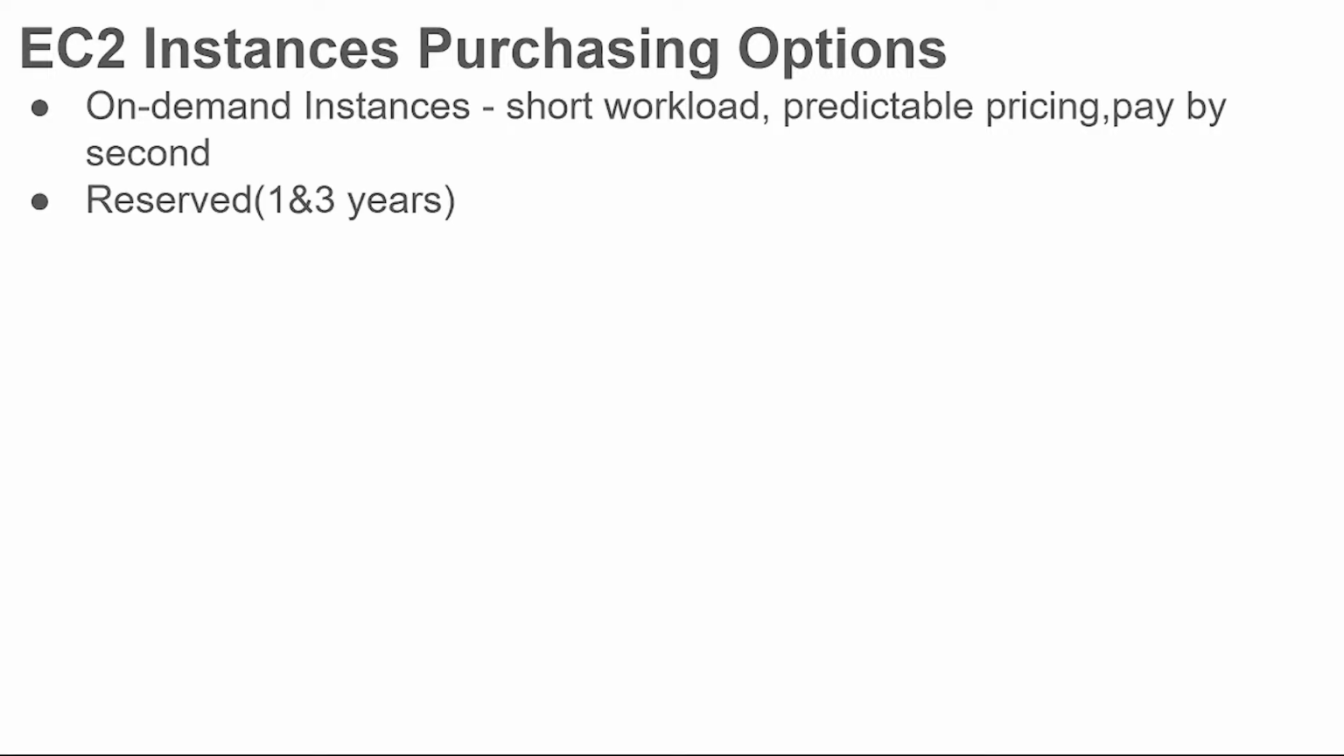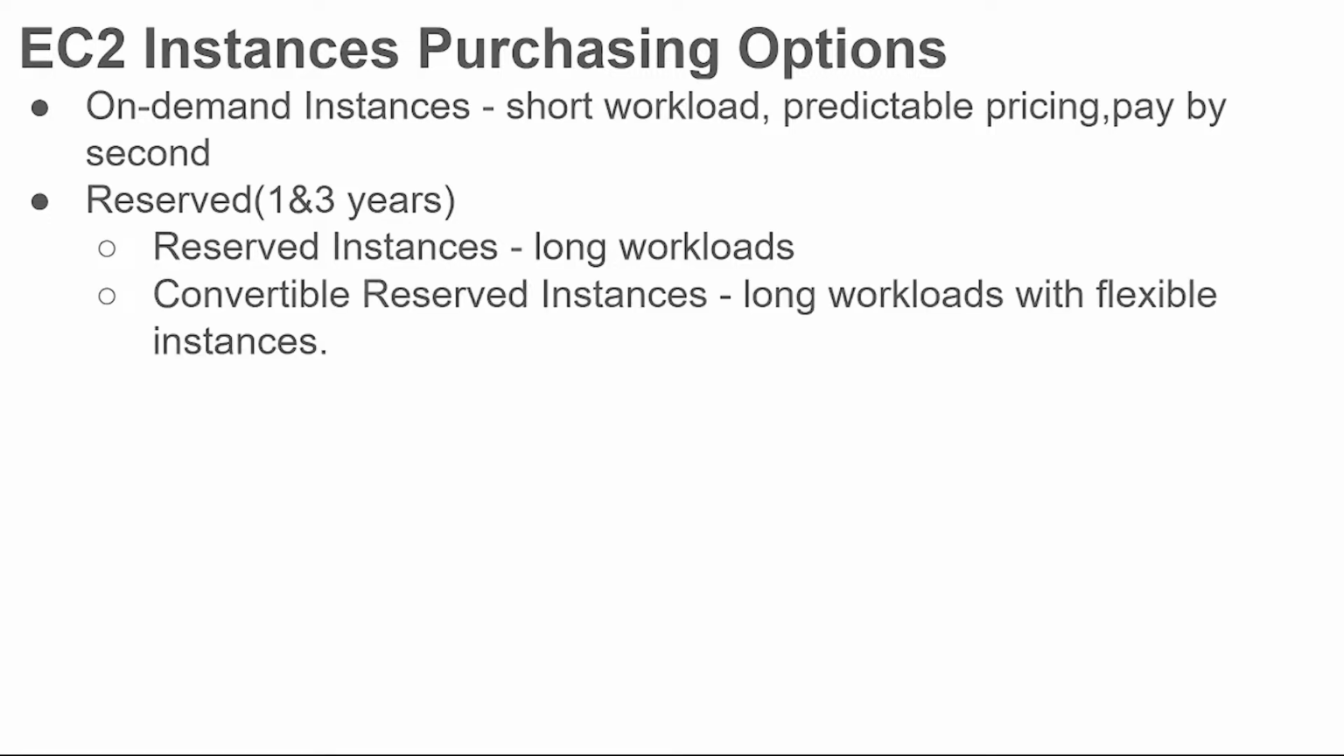Okay, next is reserved. Reserved is like you are reserving an instance for a certain period of time. So if you have a long workload and you know that you are going to work on it for 1 year or 3 years, then reserved instances are better for you because they give a certain amount of discount. Next is convertible reserved instances. These are a subtype of reserved instances. Basically, convertible reserved instances provide you some flexibility, like you can change the instance type or instance size. We will see in a minute.